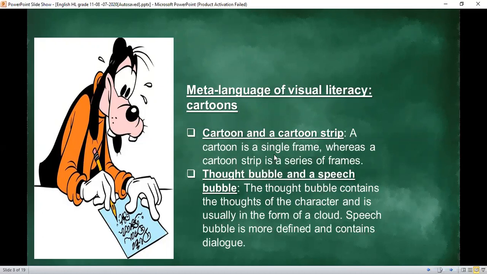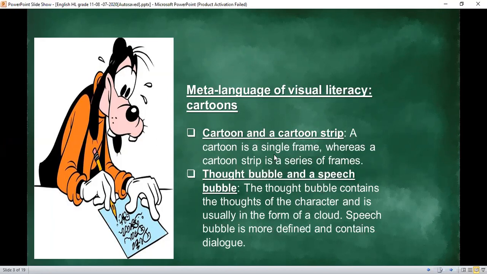They are not really far from each other, but they're not the same thing. A cartoon is just a single frame. But when we have a series of frames, that is a cartoon strip, just like we normally see with the famous Madam and Eve, where the different frames mean those are cartoon strips.